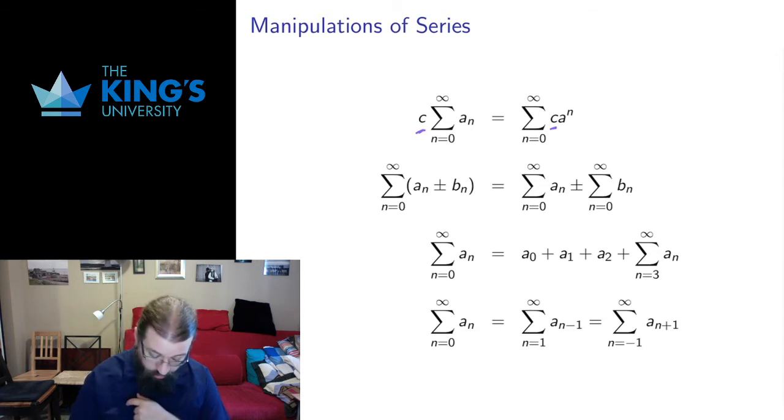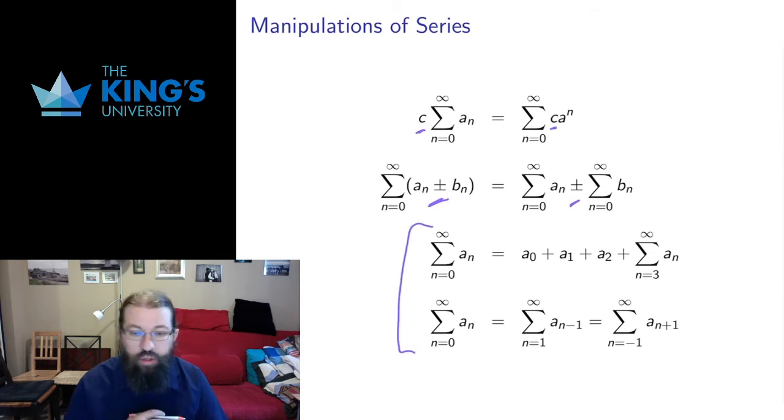Sums are linear. They split up over subtraction and addition. So if I have two sums, I can put them together into one. If I have one sum with an addition or a subtraction in it, I can break it up into two. We have some nice manipulations in these last two lines for how to write sums.